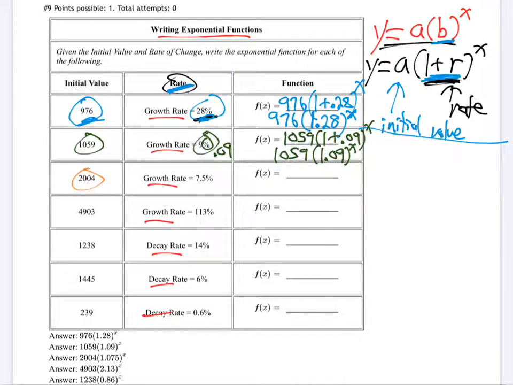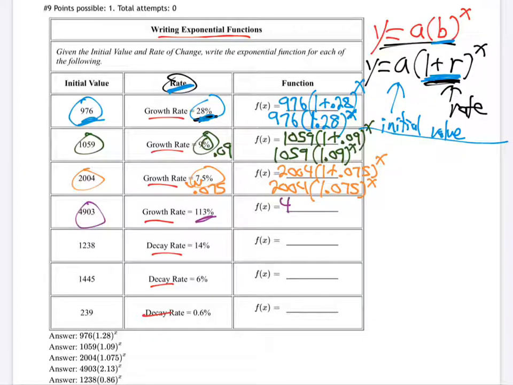2004 is the initial value. So 2004, 1 plus 7.5. Move back 2 places. 1, 2. It's going to be 0.075. Always 2 places when you go percent to decimal. That's why there's 2 zeros in the percent symbol. To the x, so that's just 2004, 1.075 to the x. Next one, growth rate's 113%.